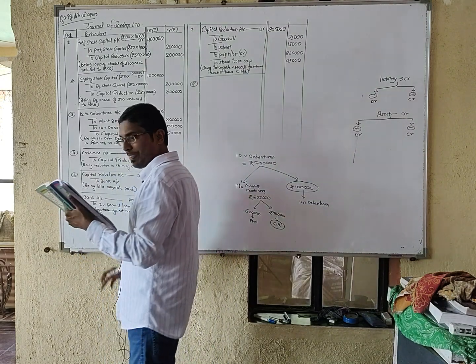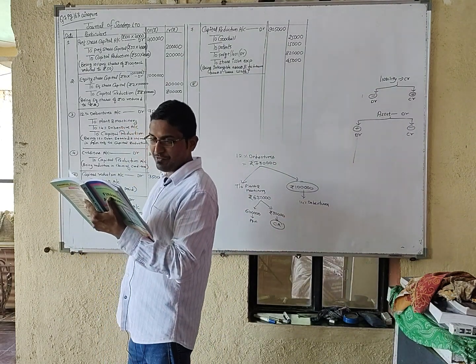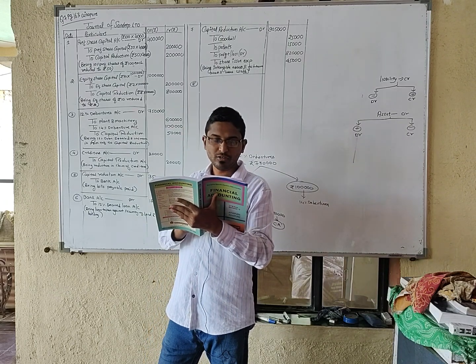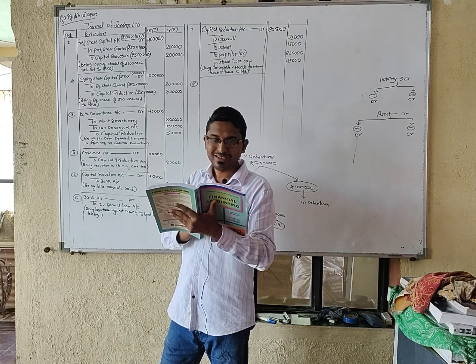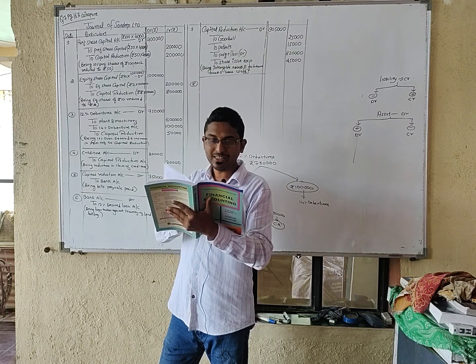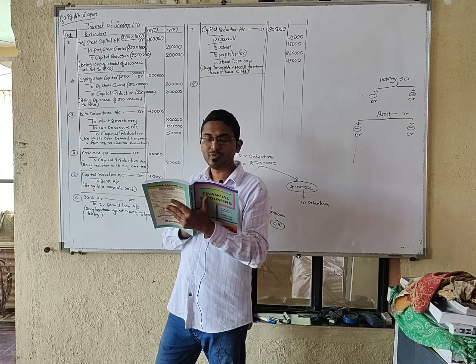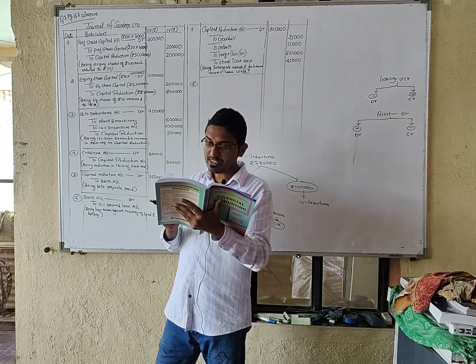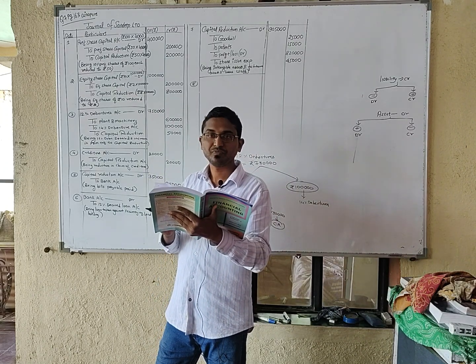Next is F. Point number F. The following assets are to be revalued as under. So we have to revalue the assets. Furniture, these are the new values. Okay. Furniture's new value is 25,000. What was the old value of furniture? See in the asset side, 35,000.